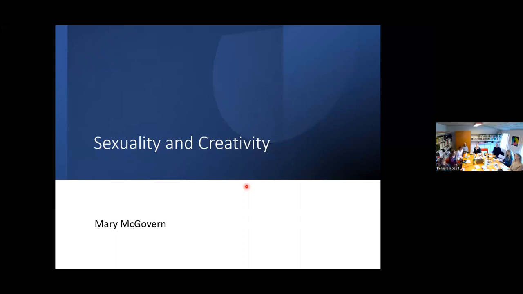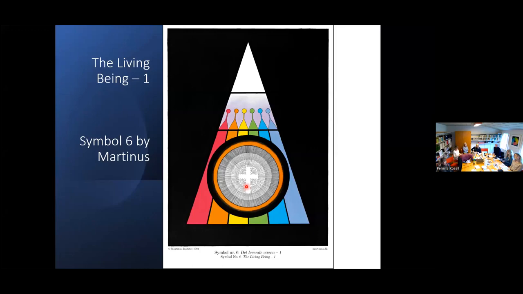Yes. So my topic is sexuality and creativity. And I want to carry on from where Anne left off with this symbol of the living being, and explain that we have an I, the I as in I am, not the physical I, it's the letter I, which is the core of our being. It's this that creates and experiences life. In order to do so, it has to have an ability to create and experience life. And that's in this section, which Martinus calls X2.